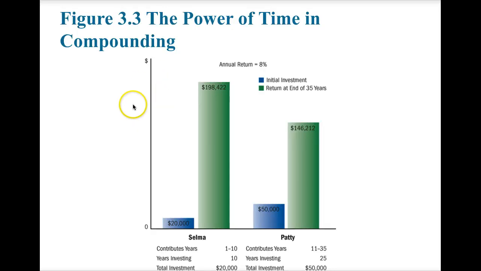Now, if you look at compounding over time, here we have 20,000 compounded over, I guess this is 30 years. What are they saying here? Contributes 1 through 10 years, years invested 10, compounded 20, total invested 20,000 here. Compounding years 11 through 35, years invested 25, total investment 50,000.